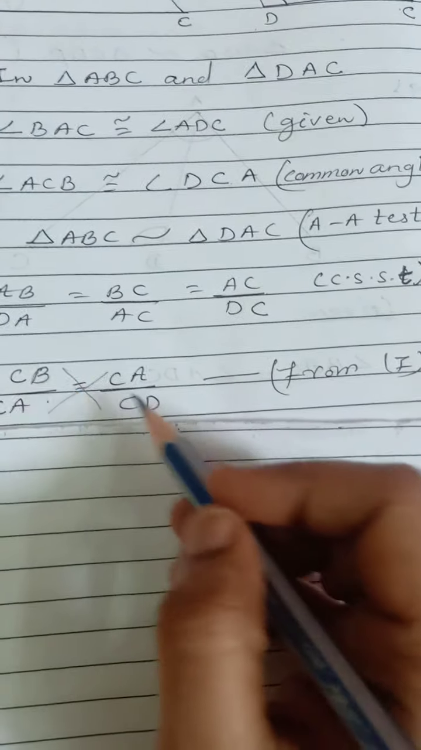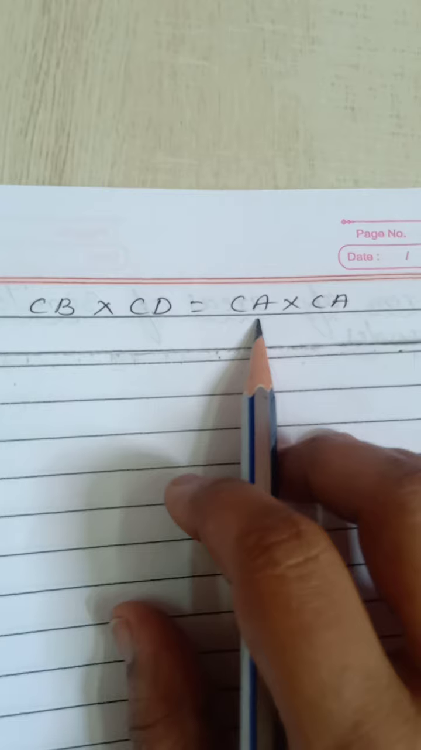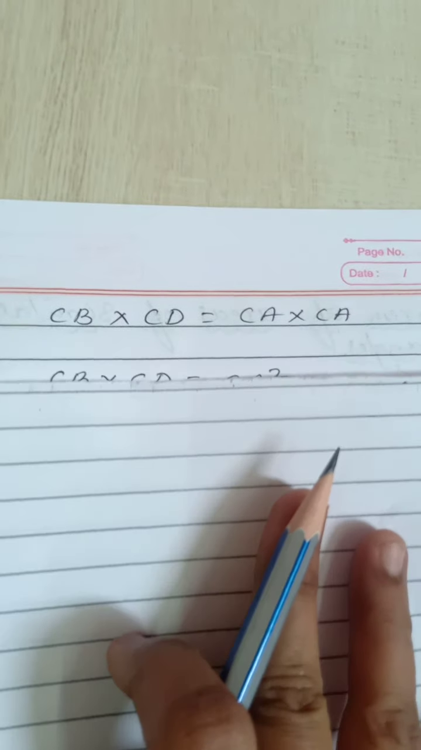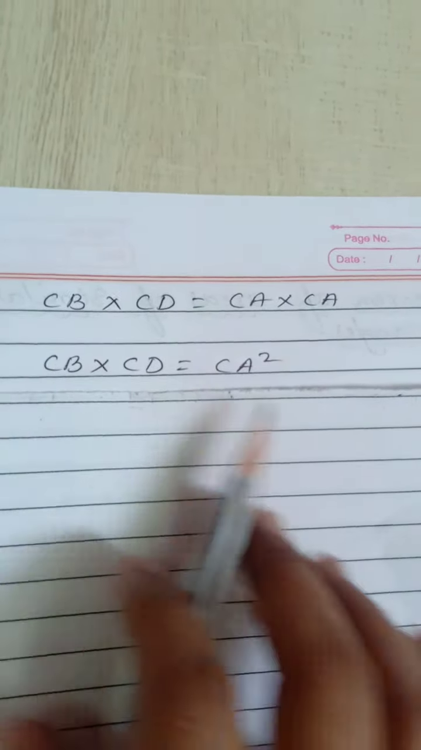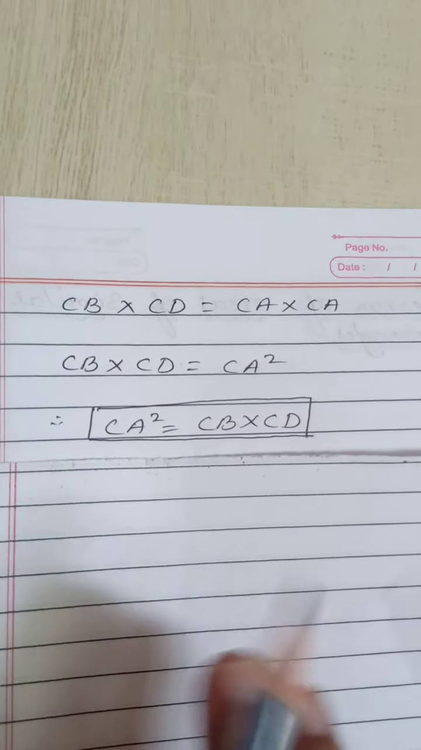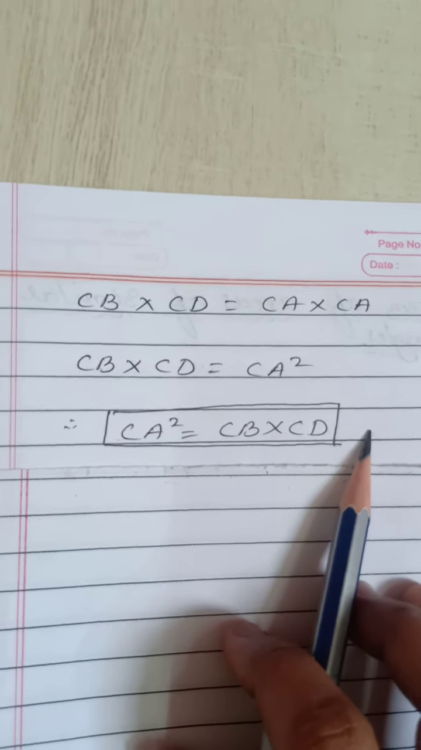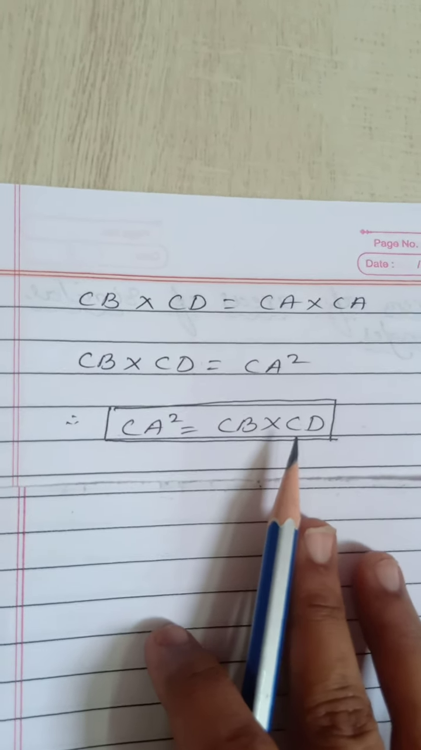So this CB will be multiplied by CD and CA will be multiplied by CA. So now we will see here. So CB into CD is equal to CA into CA. Again this CB into CD we will take like that. CA into CA will become CA square. Now take this CA square here and these two terms will be here. So we will get the required result, that is CA square is equal to CB into CD. So like this we have completed our question number 9 and also our practice set 1.3.